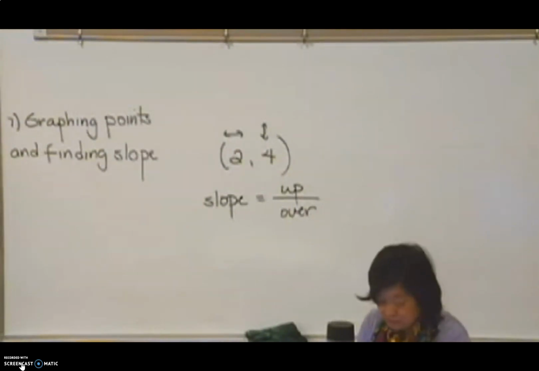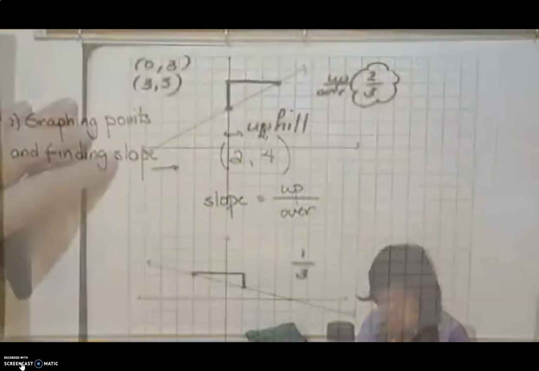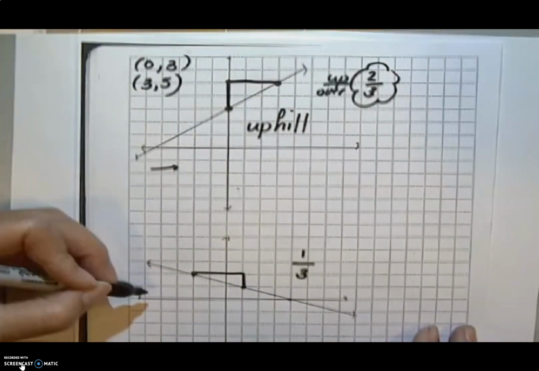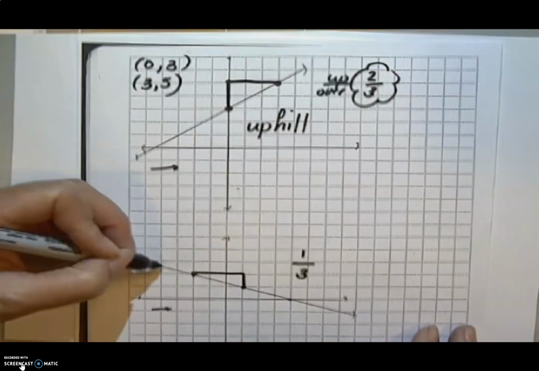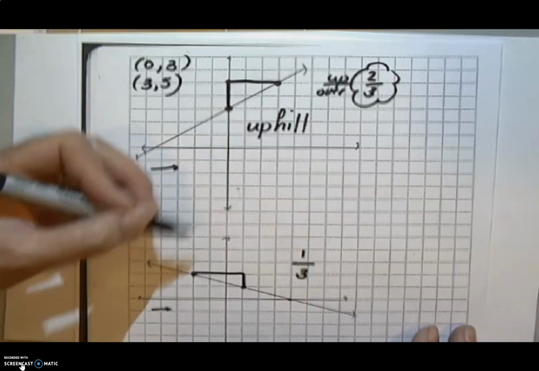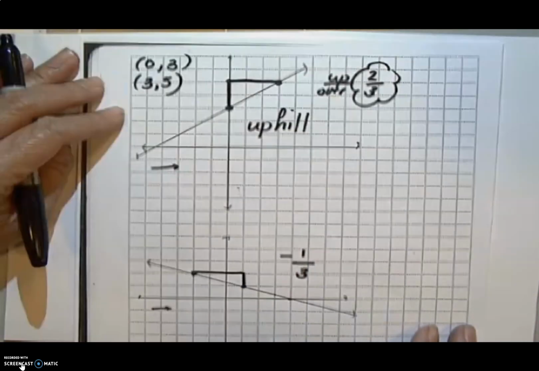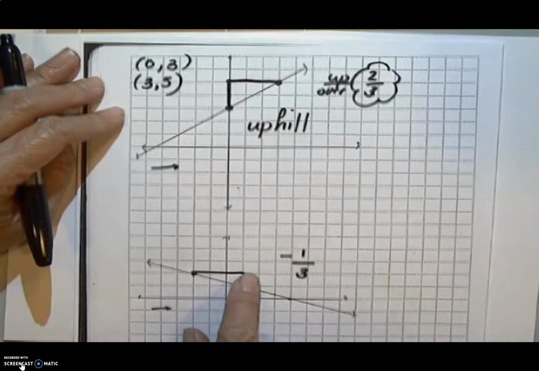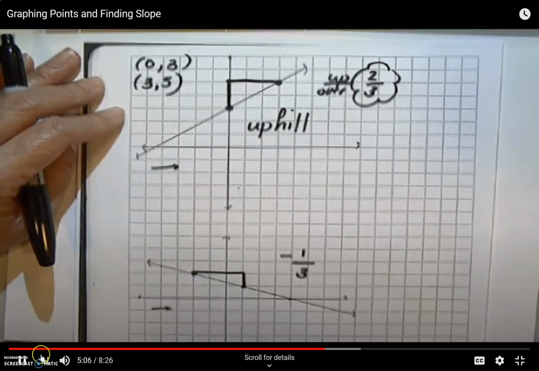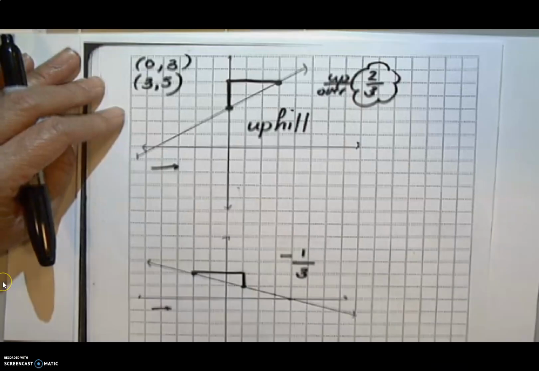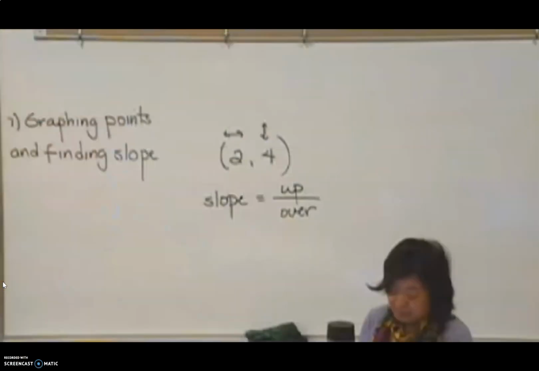If we were to contrast it with this line here, and again, always go from left to right, think about riding a roller coaster, here you'd be on the downhill. To contrast an uphill line from a downhill line, we say that the slope is negative. So the slope up and over, up 1 over 3, but because it's a downhill line, we say that the slope is negative 1/3.